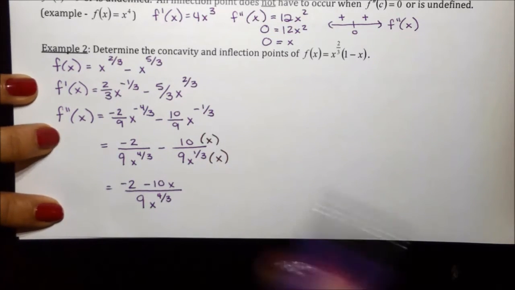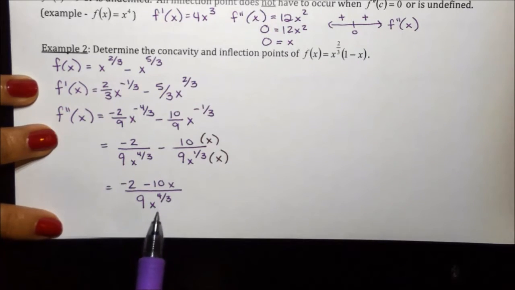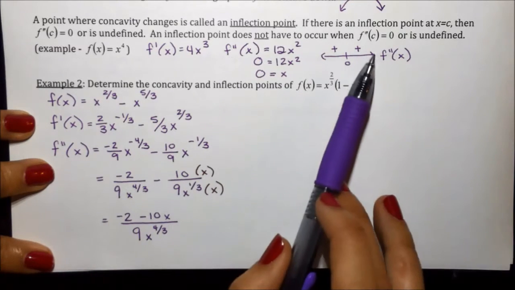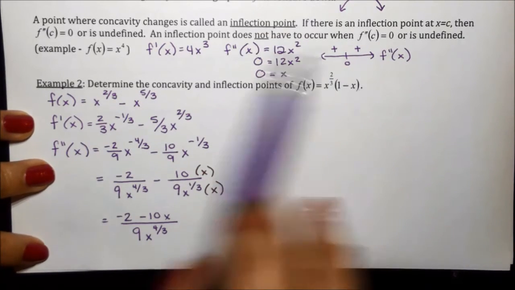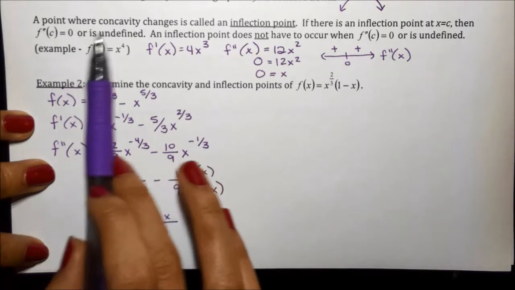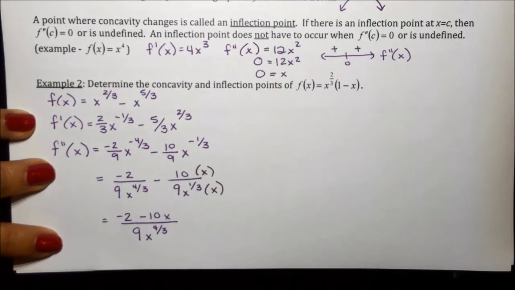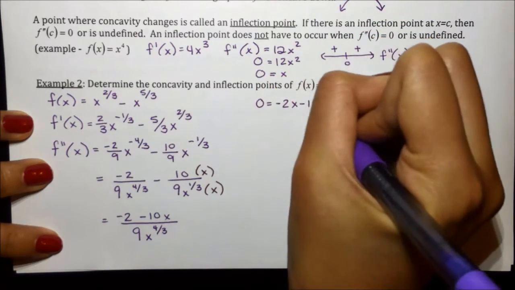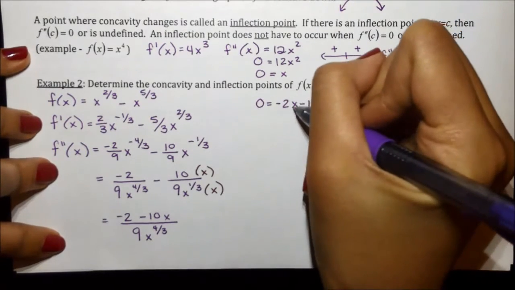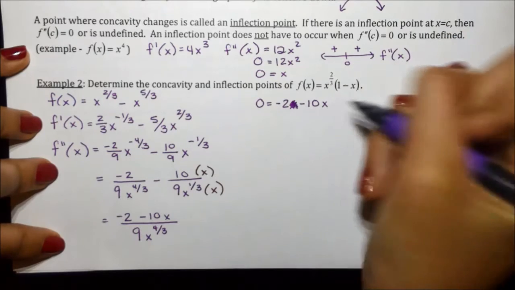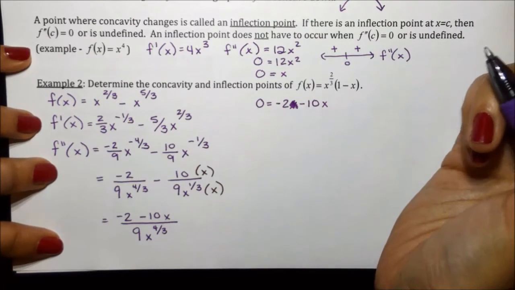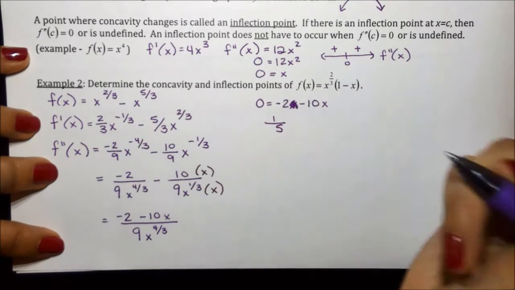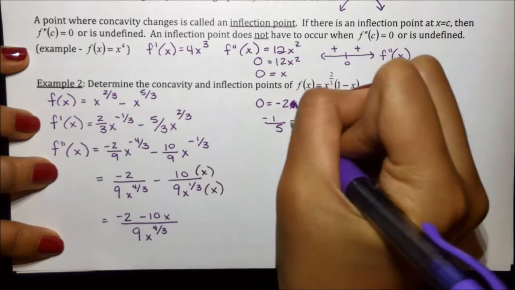Okay, so concavity is going to happen when it changes from positive to negative. An inflection point may happen when the second derivative is 0 or is undefined. So let's find out when it's 0. So let's set the numerator equal to 0. Oops, not -2x minus 10, -2 minus 10x. And let's solve that. So 1/5, add the 2, -1/5 equals x.